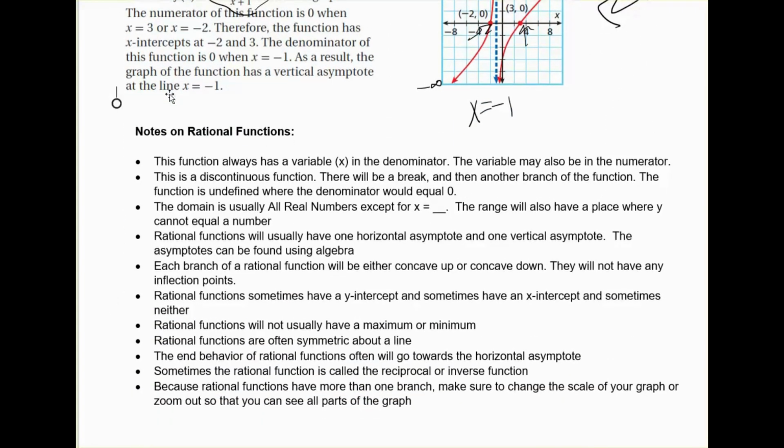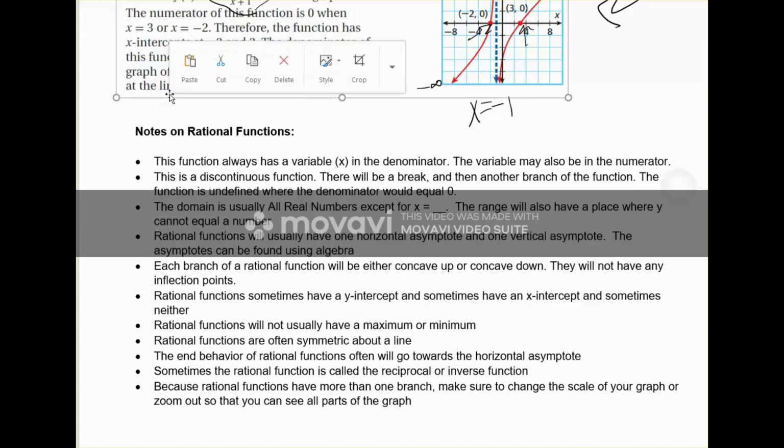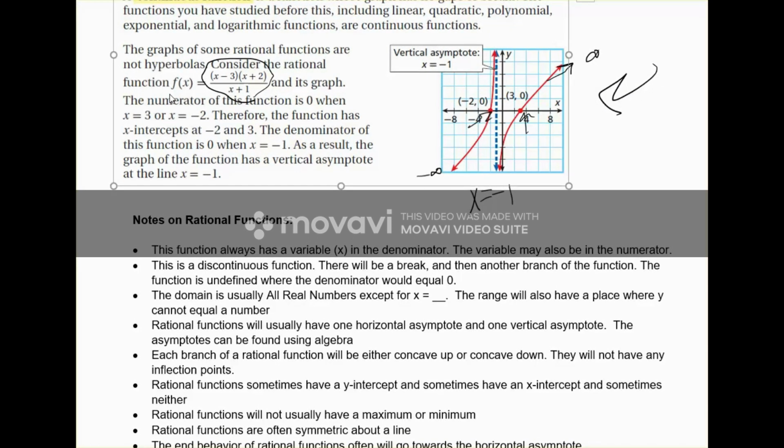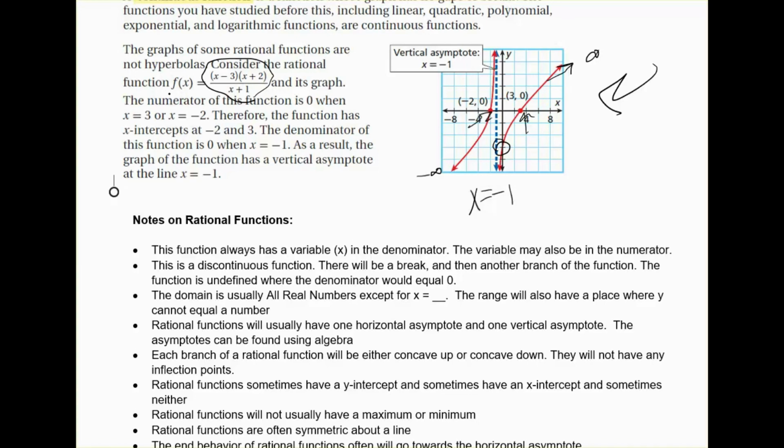These are some notes. We talked about most of these except the y-intercept. Sometimes it'll have a y-intercept and sometimes it won't. This one does have a y-intercept right here, but it doesn't tell us much information.